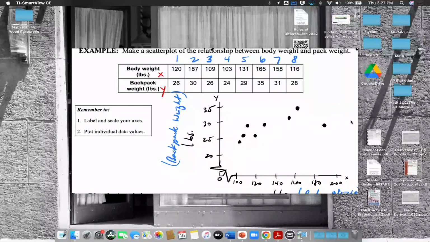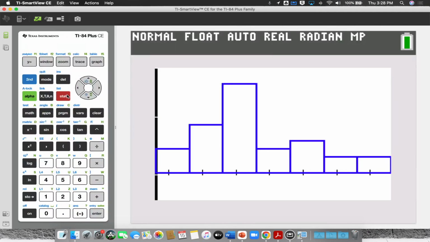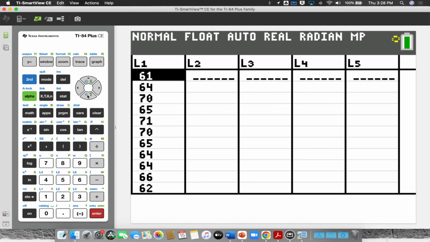So you're going to put those two lists in there. L1 is going to be X. L2 is going to be Y. Put your X list first, put your Y list second. So we'll take up two lists. You can erase any list that you have already in there because that's from last chapter or two chapters ago.